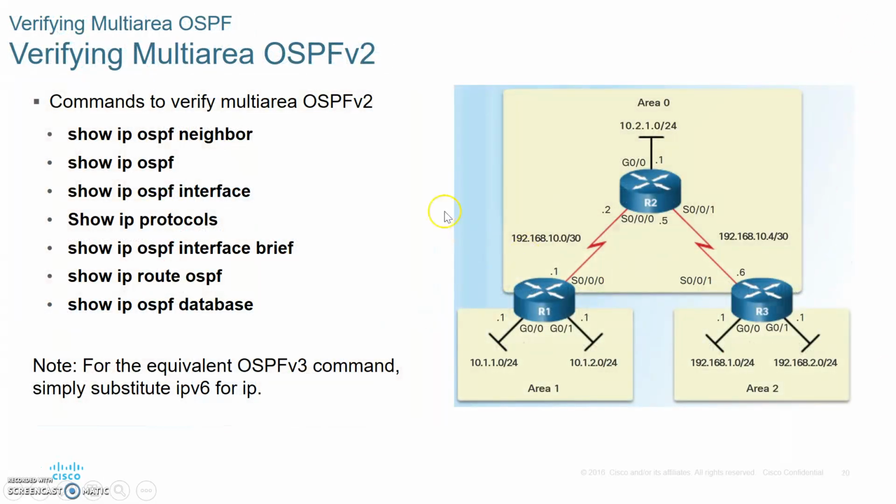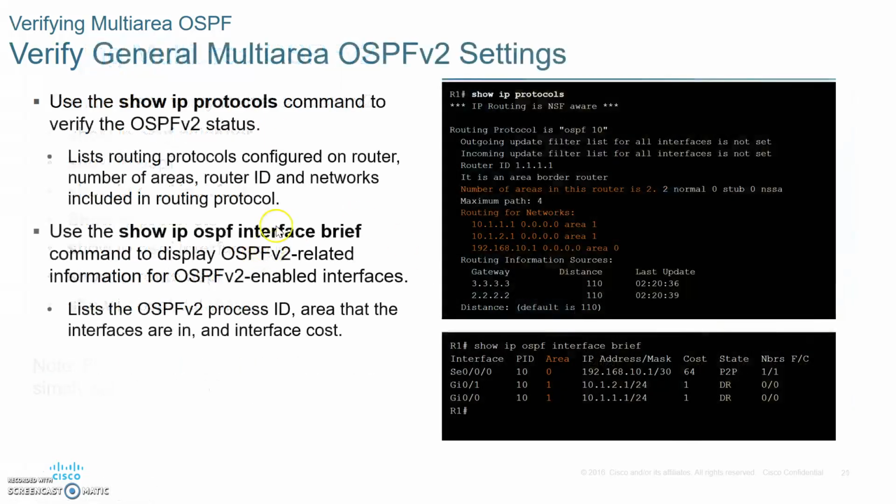Okay, how do you verify that your multi-area OSPF is working? It's the same group of commands you use for your OSPF, your show ip ospf commands. For OSPF version 3 for IPv6, all you need to do is replace ip with ipv6. Okay, let's look at the output of each of the commands when you're running multi-area OSPF.